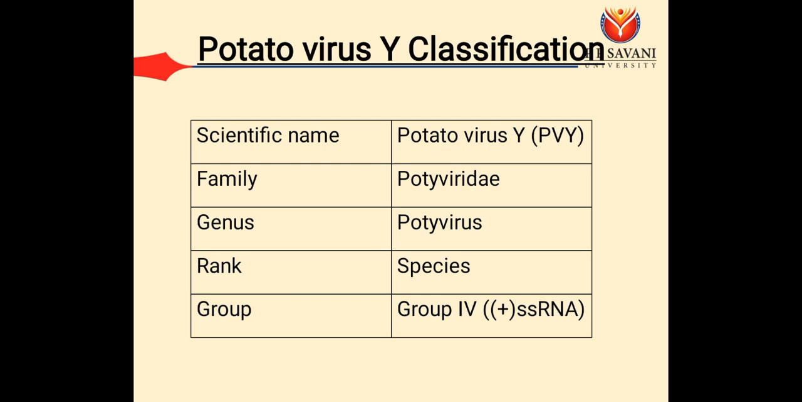The scientific name of the potato virus is potato virus Y. Potyviridae is its family. The genus of potato virus Y is Potyvirus. Then species is its rank. Then the group is group 4, single-stranded RNA.